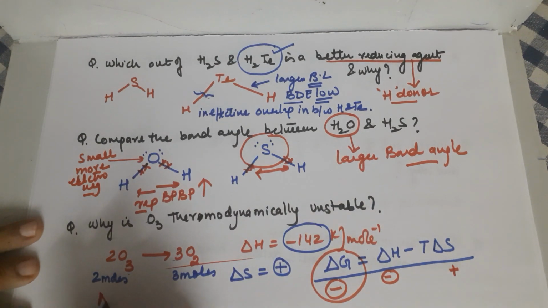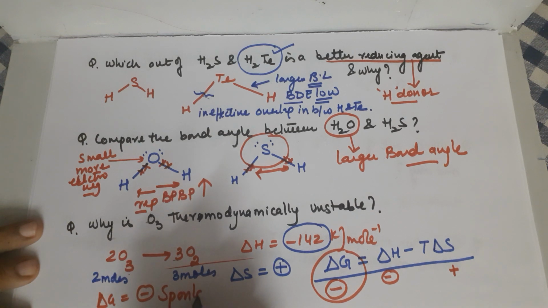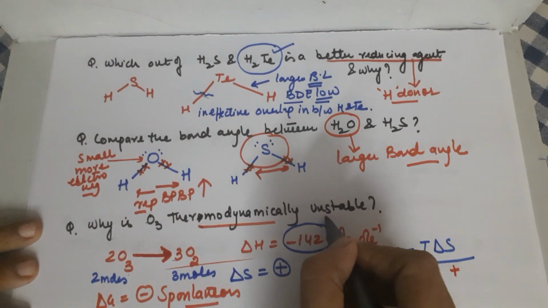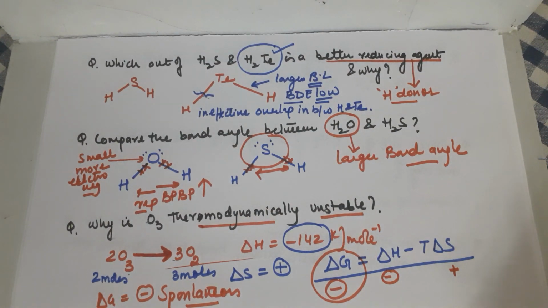Since for this process delta G is negative, therefore it is spontaneous, which means ozone would easily go to oxygen, hence it is thermodynamically unstable.